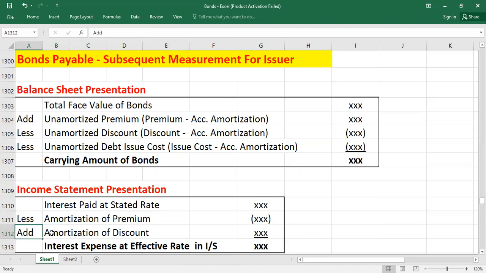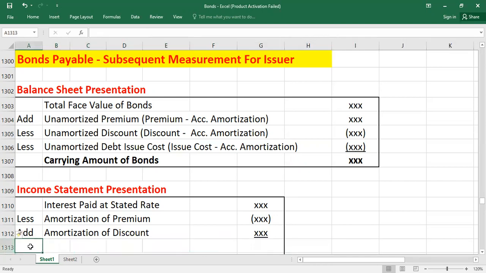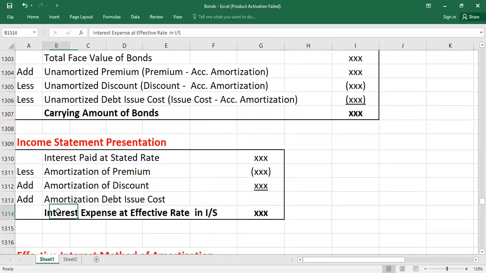Then we will add amortization of discount. This is what we are going to talk about today, how to amortize the discount and how it will affect the income statement or balance sheet. Here you might also have one more extra item I can just add: debt issue cost, amortization of debt issue cost. This could also be part of finance cost, if you have any debt issue cost. So this is how you will get the interest expense, which will be equal to interest expense at effective rate.